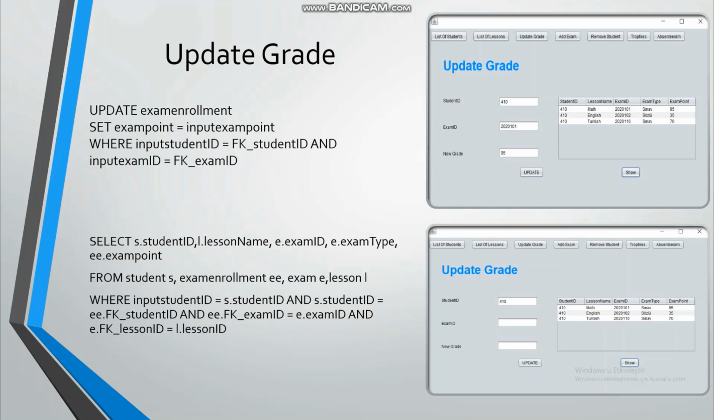Now let's look at its query. We select all the attributes that we want to show in the table. The most important condition here is to equate the input student ID and the student ID in the student table. Then we use foreign keys and primary keys to find the selected attributes.